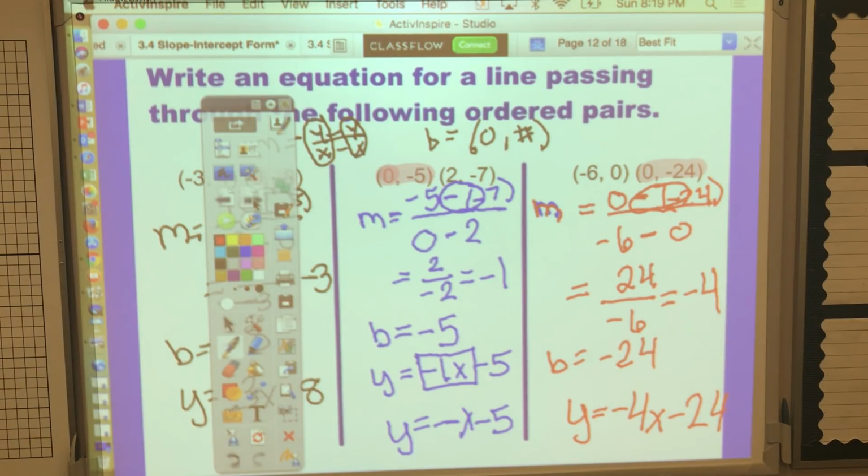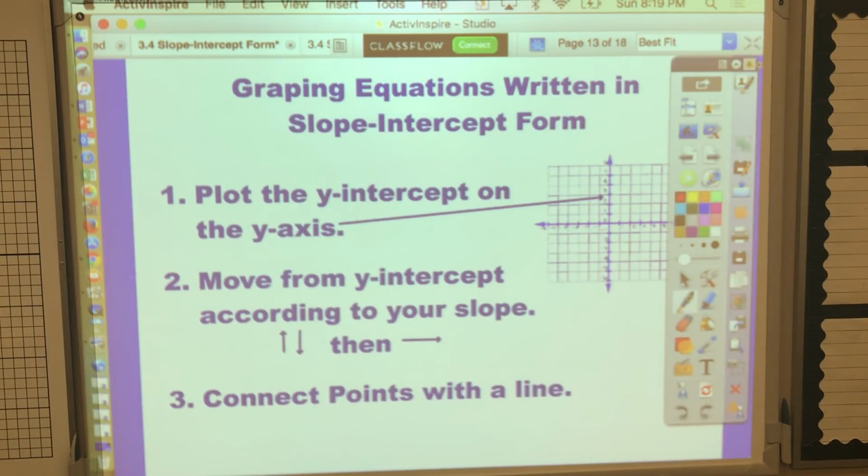The second half of the lesson today is on graphing slope-intercept form. Okay? This takes 3 steps, so now you're going to be given the equation and you're going to be asked to graph. Okay, so the first thing you need to do is start at your y-intercept on that y-axis. We always start on this vertical number line.